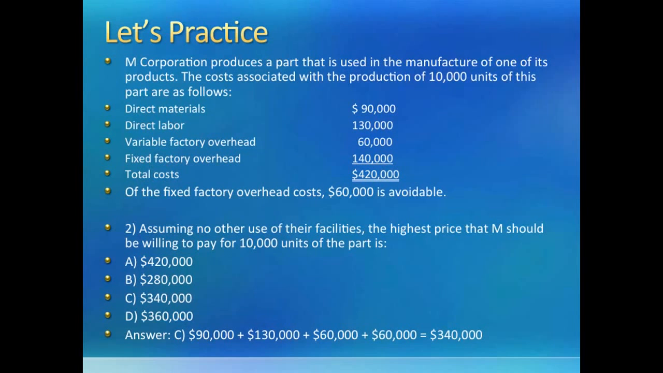Here we have the same problem as on the previous slide, just part 2 of the same problem. Part 2 says assume no other use of the facilities. The highest price that the company would be willing to pay for 10,000 units of the part. You just solved in part 1 that the company makes $340,000 total. So that is the maximum amount of money the company would be willing to pay. That is $34 a unit and no more. Easy.